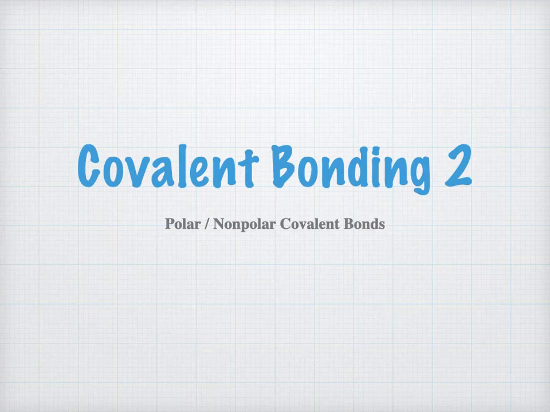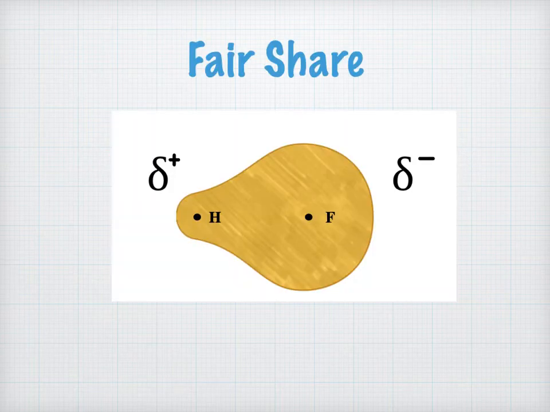In the last video, we looked at covalent bonds, which is the sharing of a pair of electrons between two nonmetals. But those electrons are not always equally shared. Some nonmetals tend to have a stronger attraction to electrons than others. And that's where we get the distinction between polar and nonpolar covalent bonds.